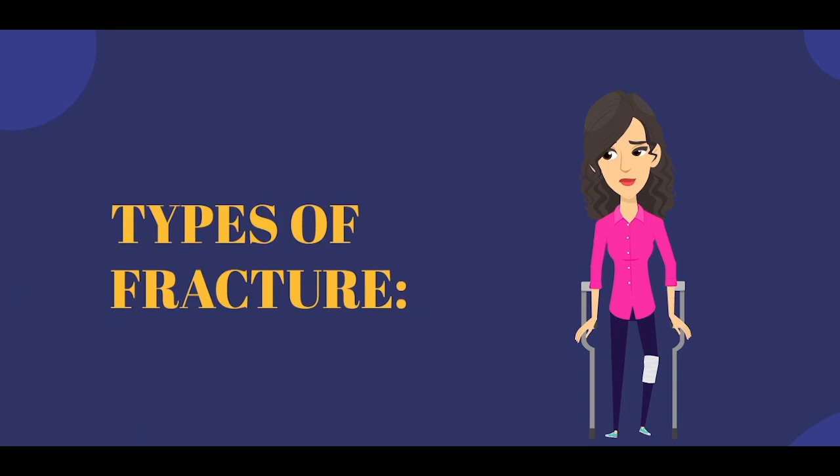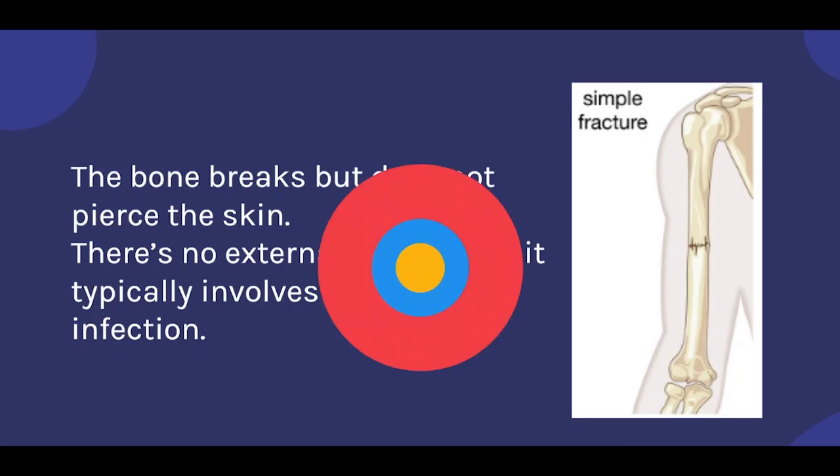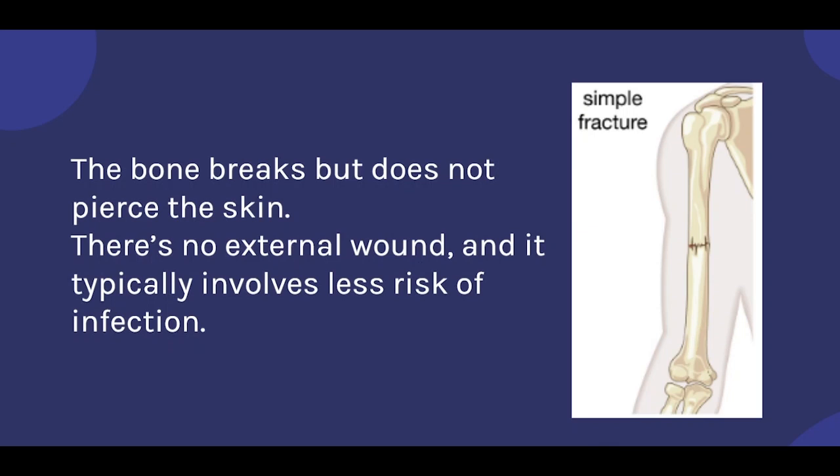Now discuss types of fracture. First is simple or closed fracture. The bone breaks but does not pierce the skin. There is no external wound and it typically involves less risk of infection.